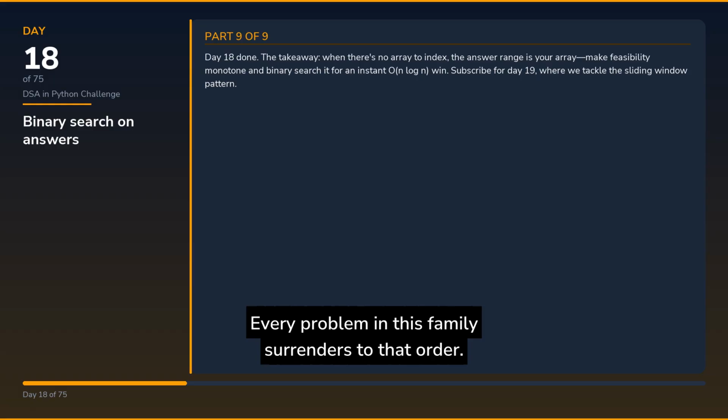Day 18. Done. The takeaway. When there's no array to index, the answer range is your array. Make feasibility monotone and binary search it for an instant O(log n) win.